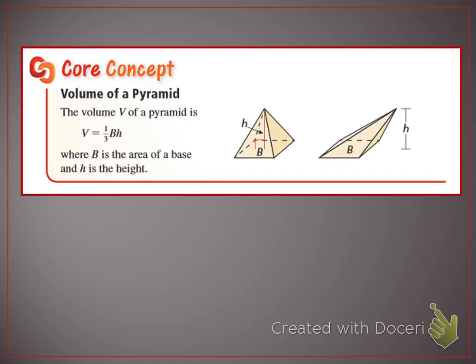Go ahead and write it in and highlight it, and then I will show you with my prism and pyramid. So 1/3 area of the base times the height. Make sure you note that B stands for area of the base. You still have to find the area and plug it in just like you did with prisms. So if that is the case, pyramids are 1/3 of prisms.